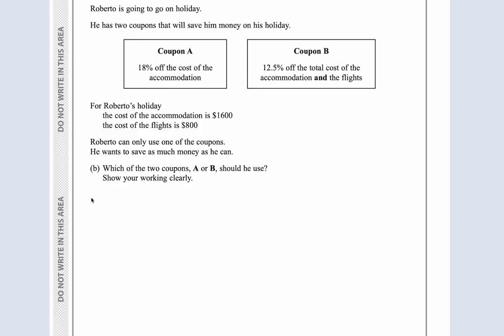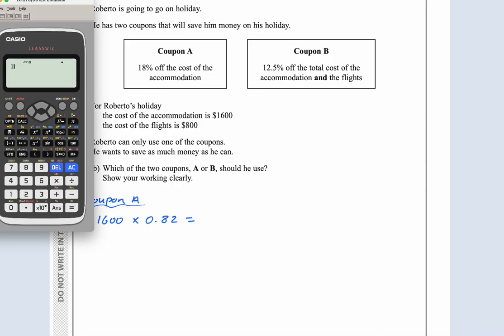Okay, let's look at A. Coupon A. This is 18% off accommodation. So I'm going to do accommodation 1600. To decrease by 18%, the easiest thing is to multiply by 0.82, because 100 minus 18 is 82. And this is 1600 times 0.82, 1312.